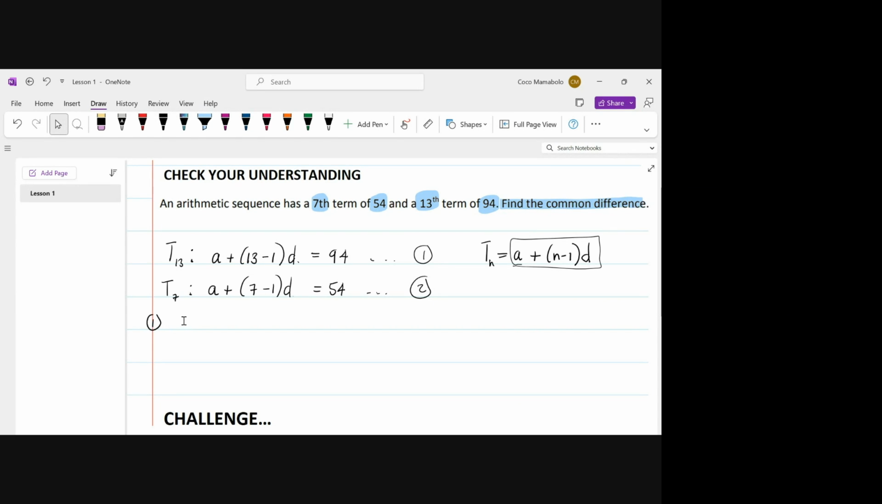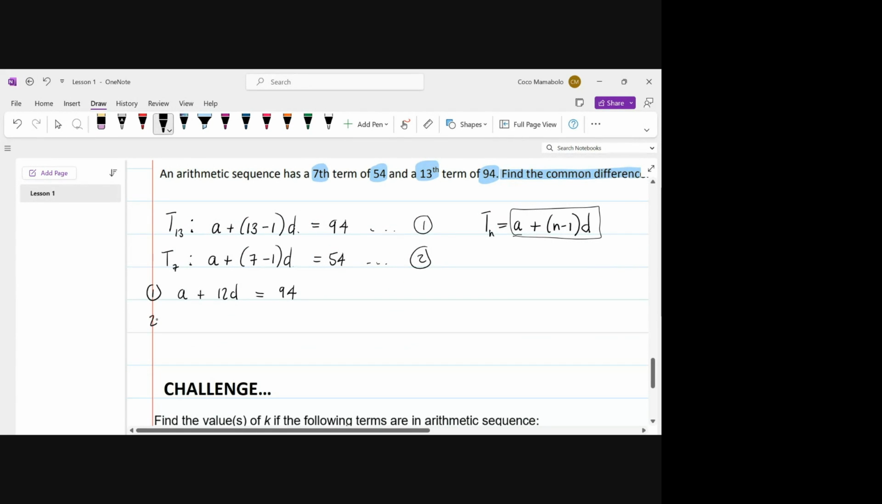Equation 1, we're going to get A plus 12D equals 94. And then equation 2, A plus 6D is equal to 54. Okay, and then I'm just going to take equation 1 minus equation 2. A minus A will give us 0. 12D minus 6D would give us 6D. And 94 minus 54 is equal to 40. Okay, then we'll divide by 6. If you put that into your calculator, D should equal 40 over 6, which is the same as 20 over 3.